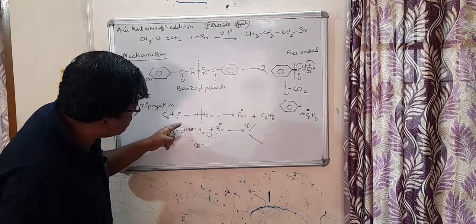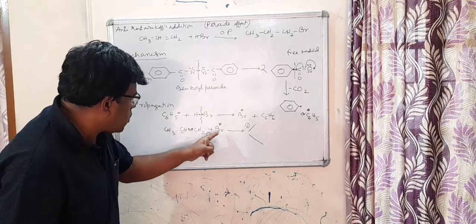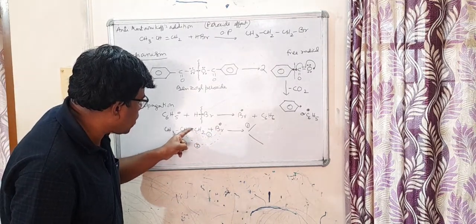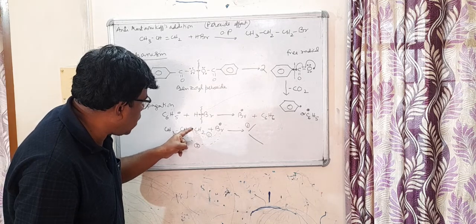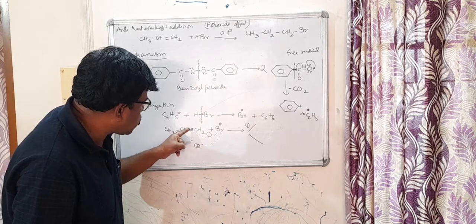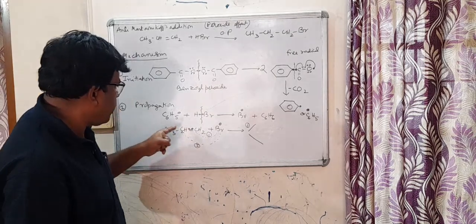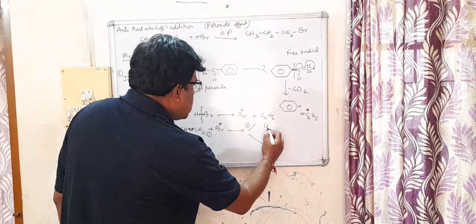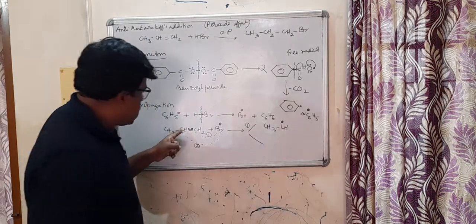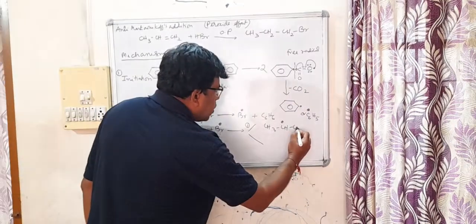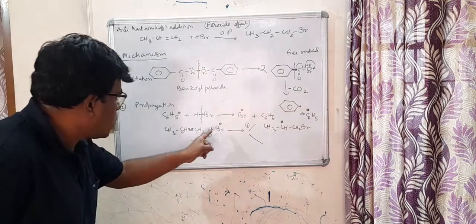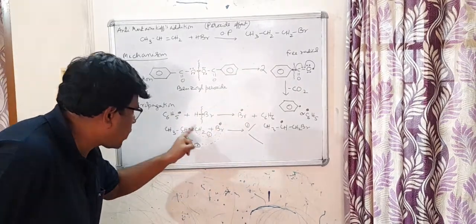This is a very important thing that you understand. So I am telling it once again: Br dot will attack here, this pi bond will break, 1 electron will come and help in the formation of the bond with Br, and another electron will be left over at C. So this one will result in CH3, CH dot, CH2Br. So this Br dot has attacked.